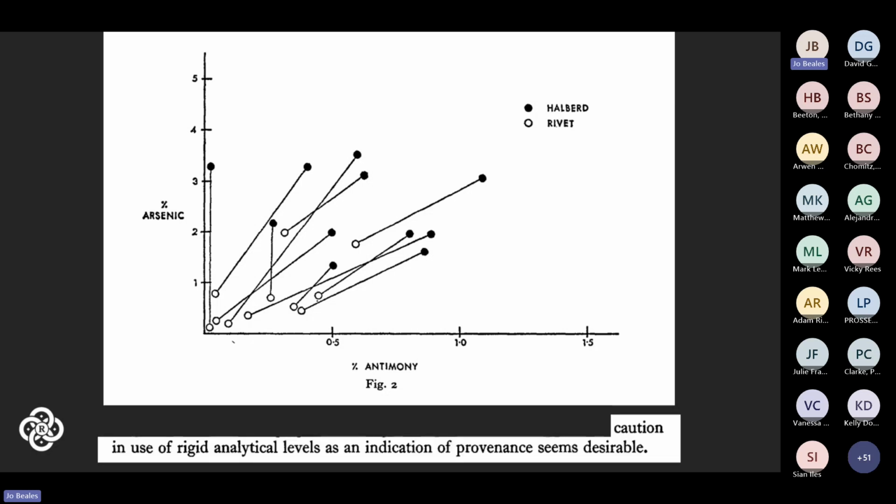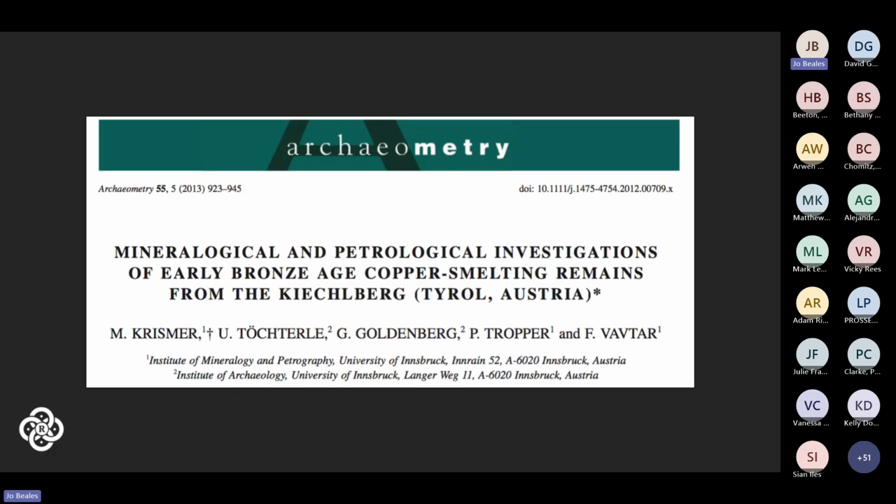And they argued that the rigid analytical levels, that over-reliance on a geochemical law falls away, and you need caution if you're going to use provenance model to explain this chemistry, because it may change through the lifetime of an object. And we see right up to the present day practical examples of this.